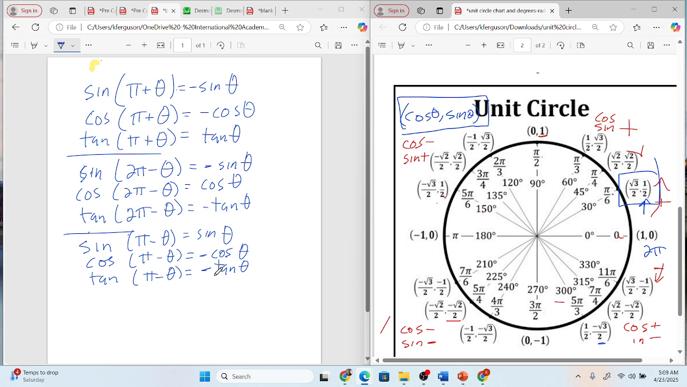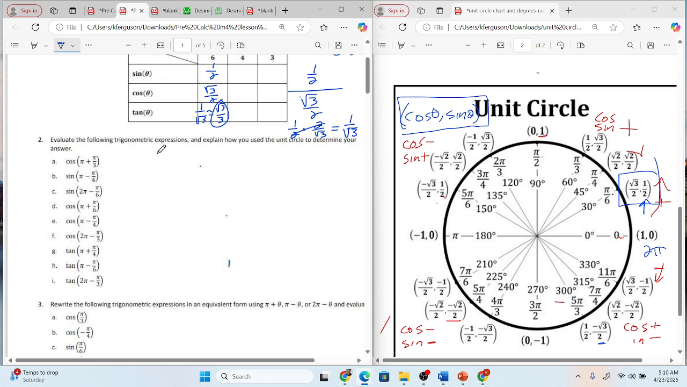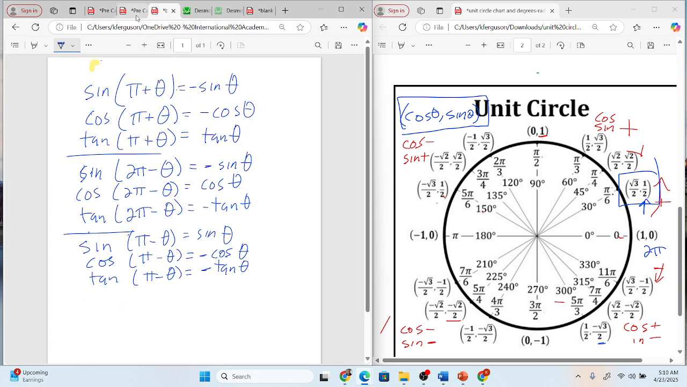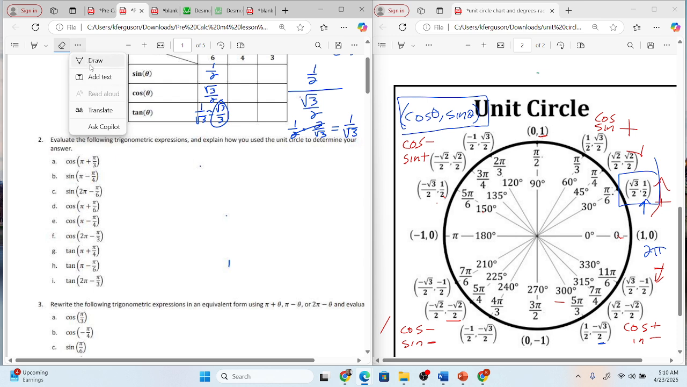So now, what the higgity heck do I do with all of this? Well, let's go back and look at what we got. So right here, I've got cosine of pi plus pi over 3. But when we just went over that, cosine of pi plus theta, what did it say? Cosine of pi plus theta is negative cosine of theta. So this is going to be negative cosine of theta.